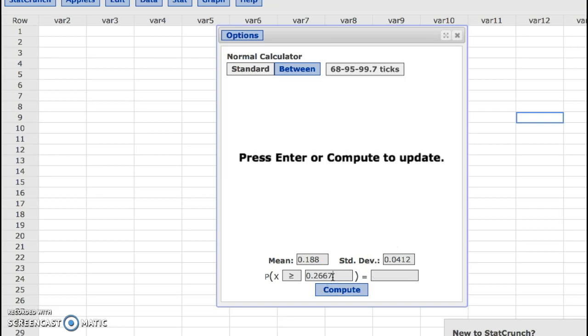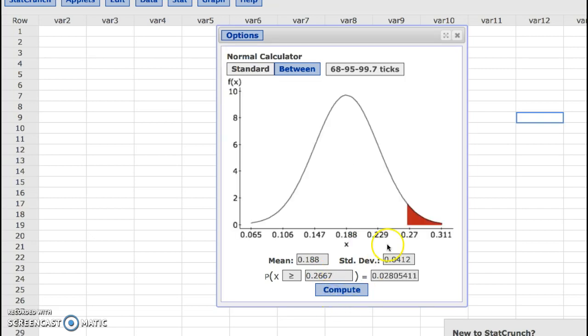See what it gives us. So notice it's shading right there, a little above 2.5%. So we could say 0.028 or 2.8%.